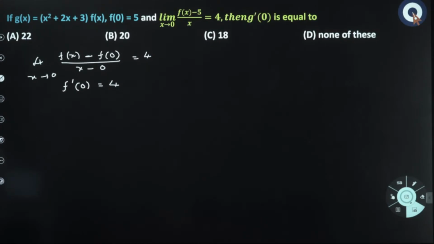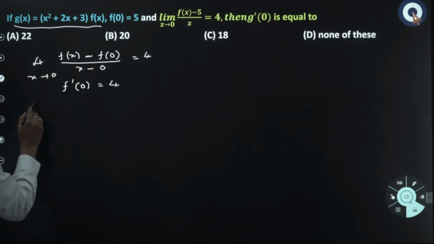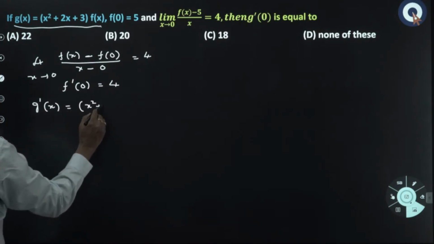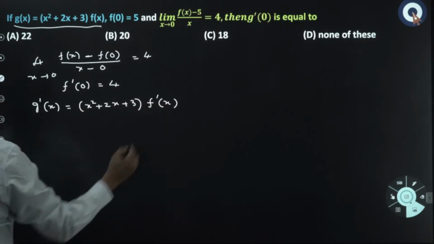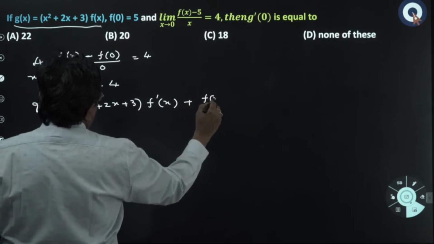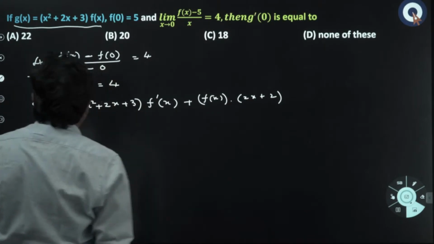Now gx is equal to x square plus 2x plus 3 into f of x. So g dash x is x square plus 2x plus 3 into f dash x plus fx into 2x plus 2. This is g dash x.